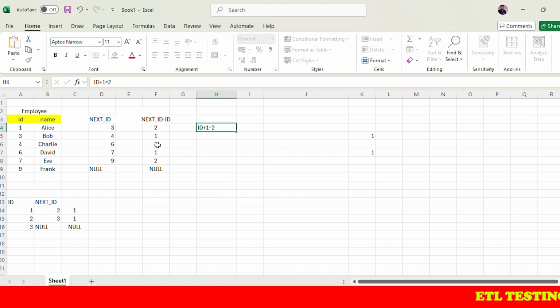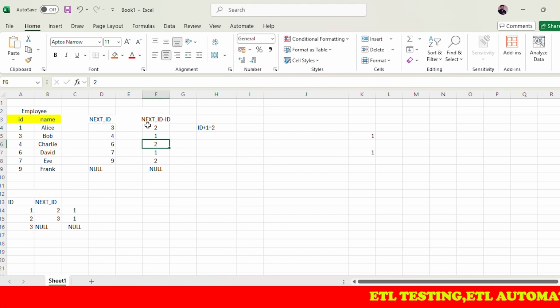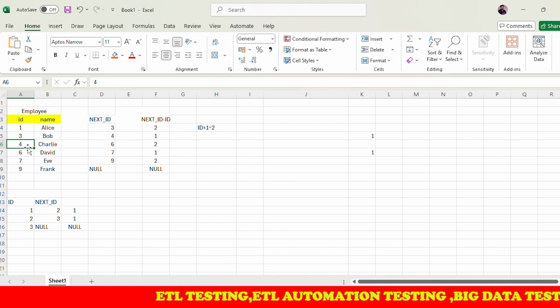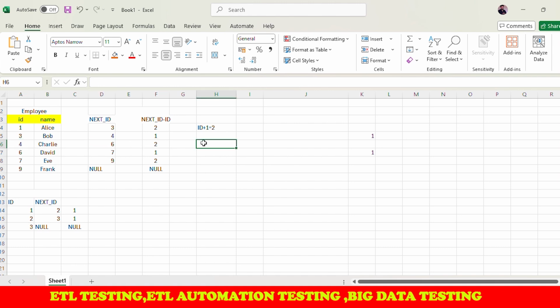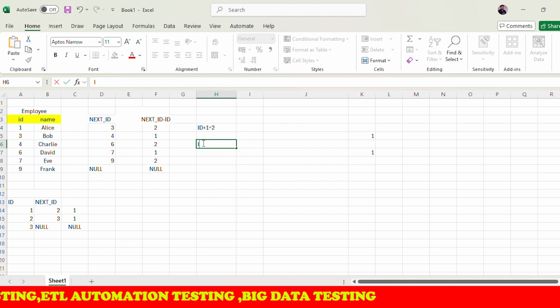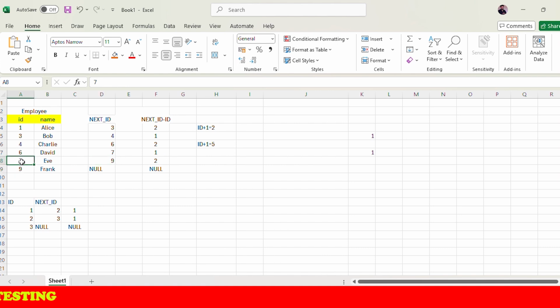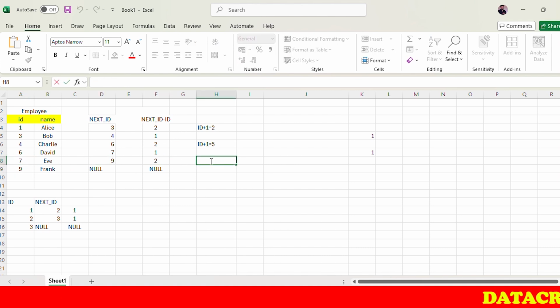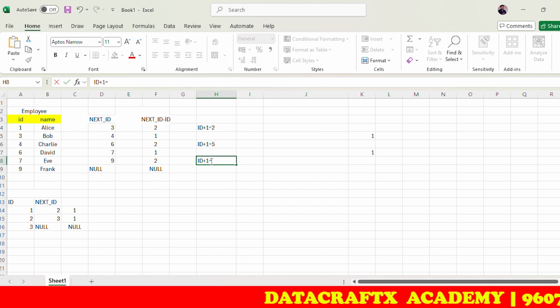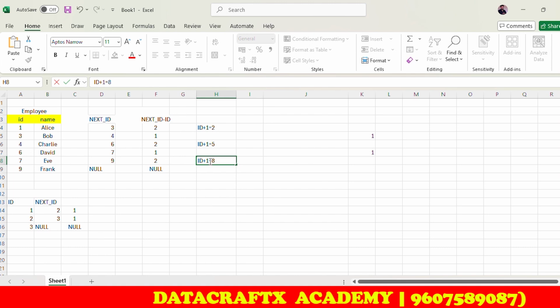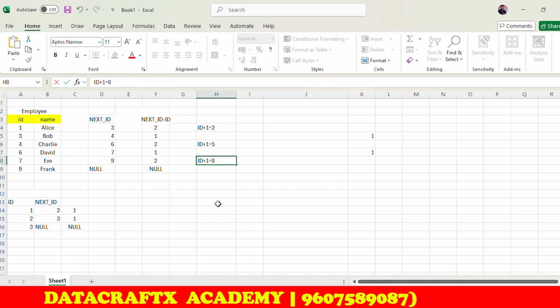Similarly, where the next ID minus ID difference is greater than 1, here also 6 minus 4, if you put ID plus 1, then it will be 5. And similarly 9 minus 7, next ID minus ID, if we put ID plus 1, we will get 8. So 2, 5 and 8 are the missing IDs, correct? So this is the output we want.